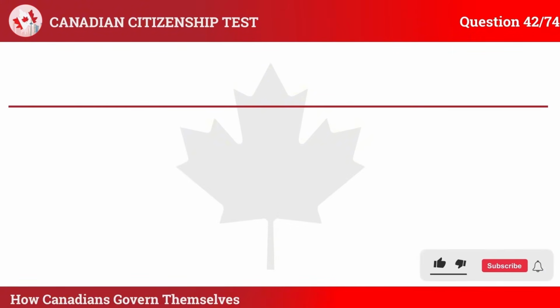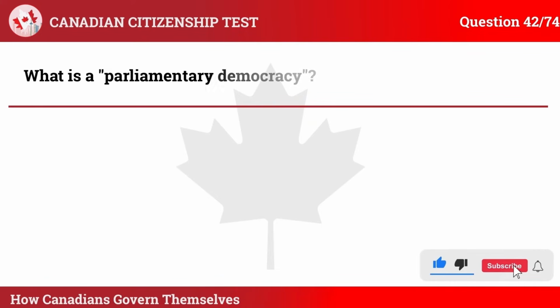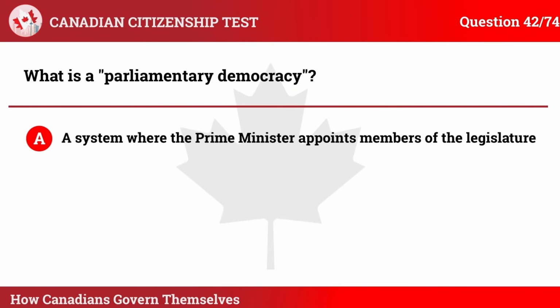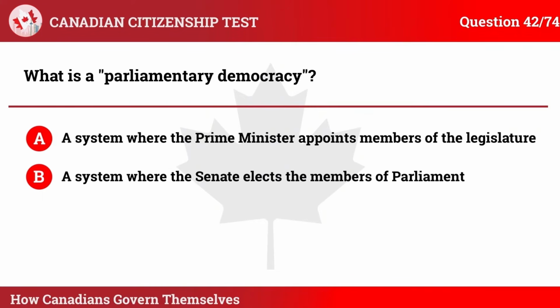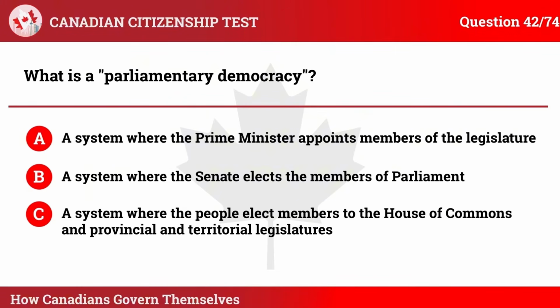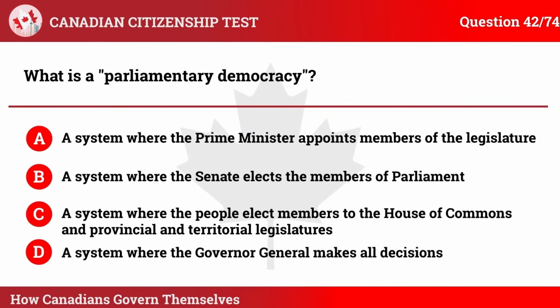Question 42. What is a parliamentary democracy? A. A system where the Prime Minister appoints members of the legislature. B. A system where the Senate elects the members of Parliament. C. A system where the people elect members to the House of Commons and provincial and territorial legislatures. D. A system where the Governor-General makes all decisions.